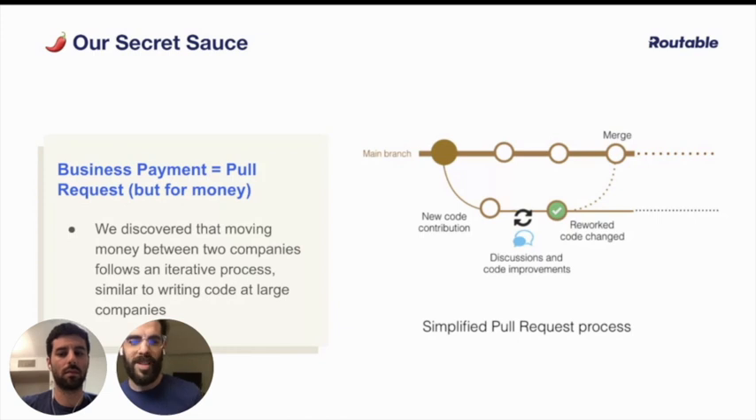Then there is a CI process when we check bank accounts, we check validity of payment methods, we ask the bank if the transfer can go through. And then there is the merge process where we actually try to move the money and then update the accounting software after the fact. Once we learned this was our aha moment, that's what we told everyone who joined the company. And we said, hey, Routable is about building B2B payments, but a B2B payment is essentially a pull request, but for money. And this has been our core truth for making really good integrations and really good business statements.